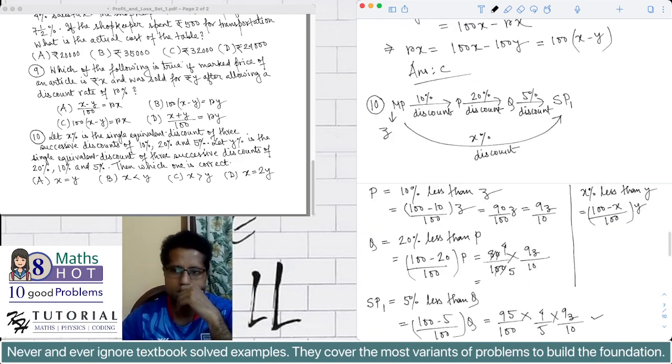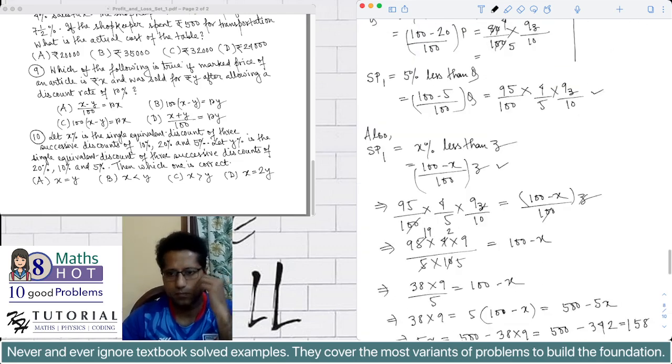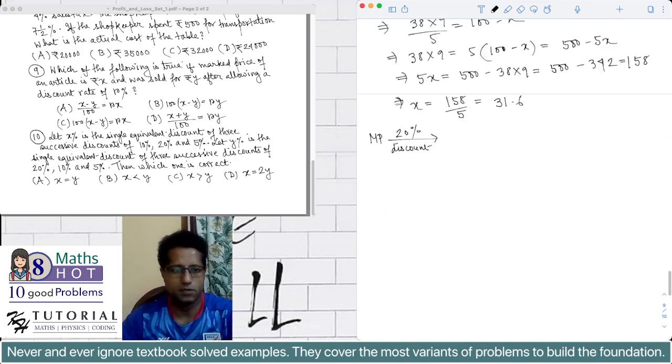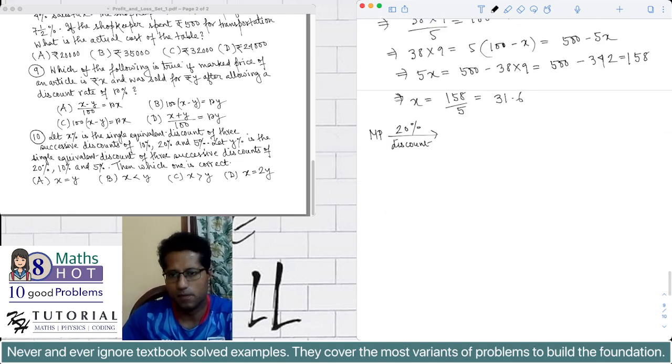SP1, okay, 20% discount, and then we have P. On P, we have 10% discount, and we have Q, and then finally we have 5% discount to give the final selling price.